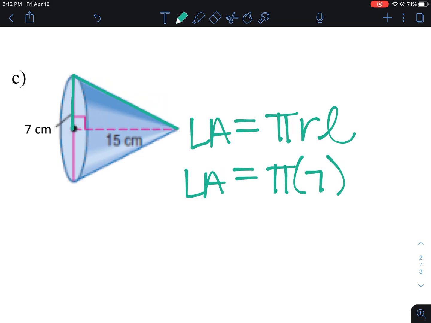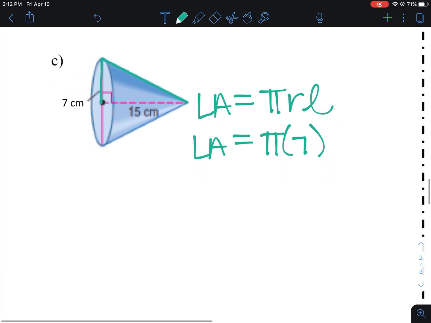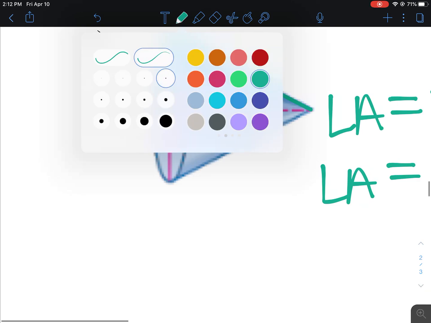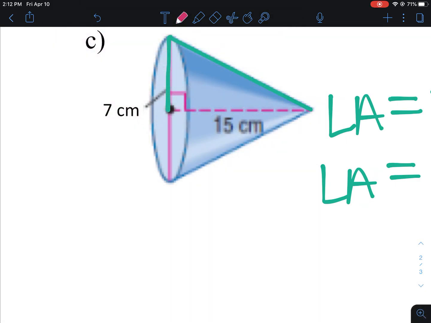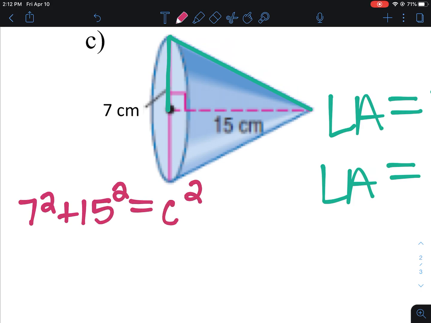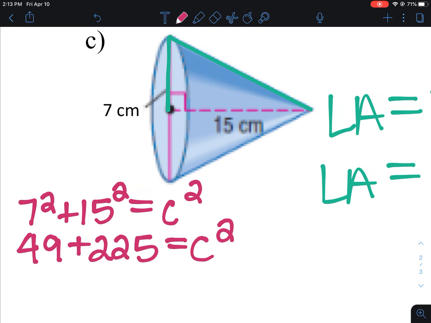But what we do have is a right triangle. Again, same thing. We just have to do the Pythagorean theorem to get that slant height. So let's do that. We have the two legs, 7 squared and 15 squared. We don't have the hypotenuse, so leave that as c squared. 49 plus 225.